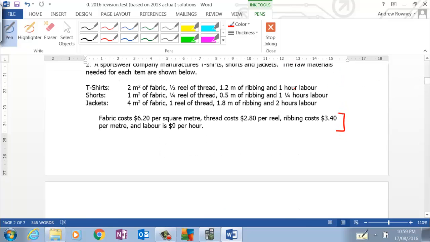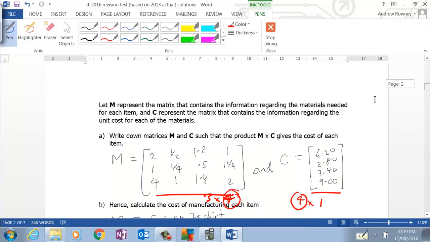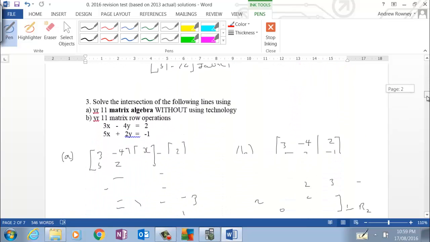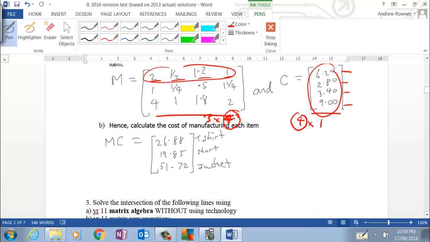Also, when you multiply, make sure it makes sense. So if you look here, it's fabric, thread, ribbing, labour. So fabric, thread, ribbing, labour. When you multiply a row by a column, this is the price for fabric, thread, ribbing, labour. So that makes sense when we're multiplying that row by that column, the corresponding quantities are making sense. So to calculate the costs, you just multiply those out and you get the cost for t-shirt, short and jacket.